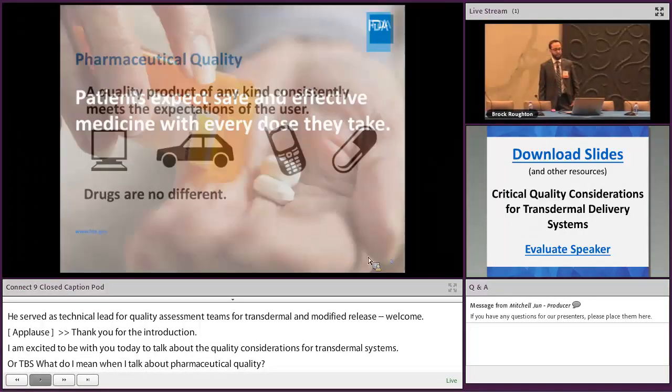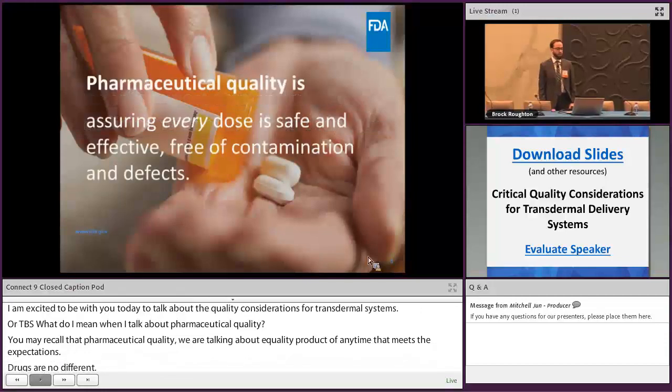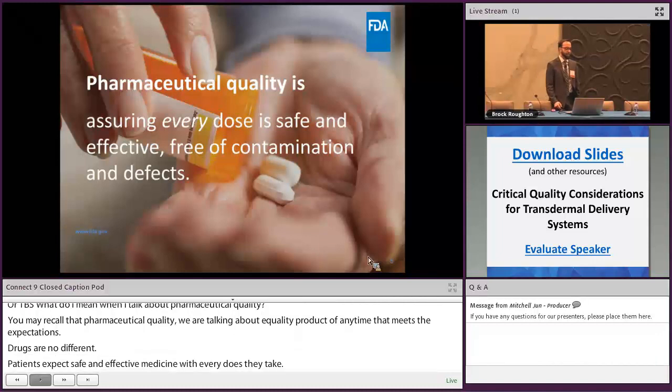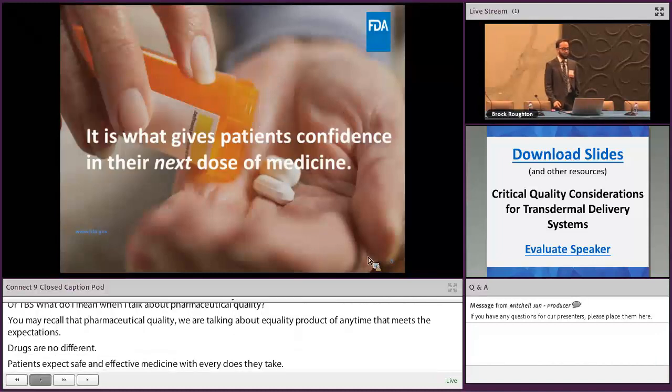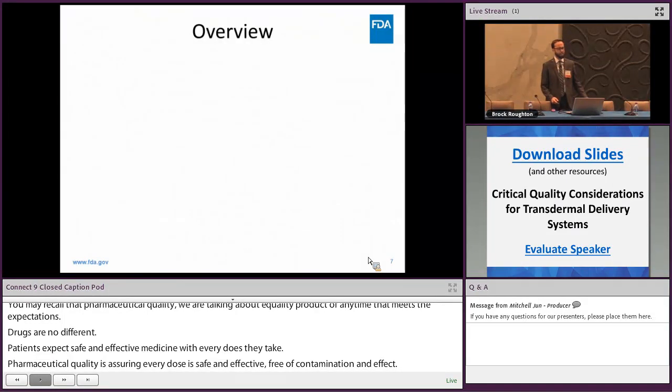Patients expect safe and effective medicine with every dose they take. So pharmaceutical quality is assuring every dose is safe and effective, free of contamination and defects. It is what gives patients confidence in their next dose of medicine. Transdermal products are no exception.